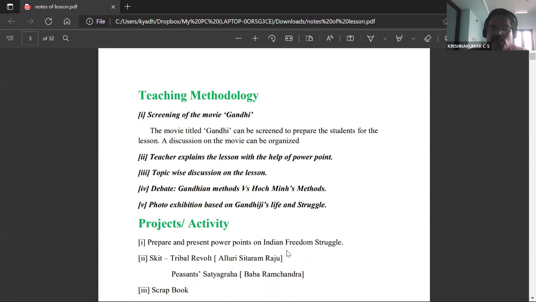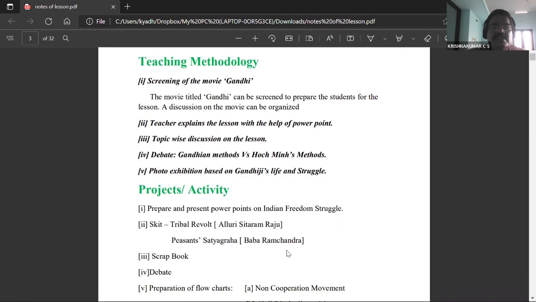Some students will argue for peaceful method of struggle. Some students will argue that no, in some situations, we need to go for violent method of struggle. So there can be a debate on the topic. Children will enjoy. Photo exhibition can be conducted based on Gandhiji's life and struggle. Ask the children to collect the photos. They are available in internet now. So an exhibition can be conducted. So these are all various methods of teaching which you can follow.